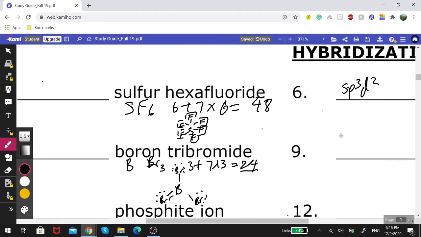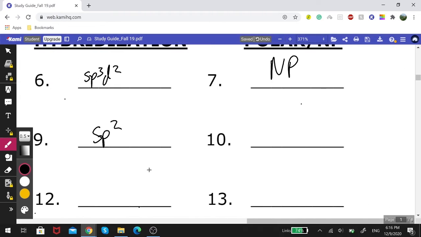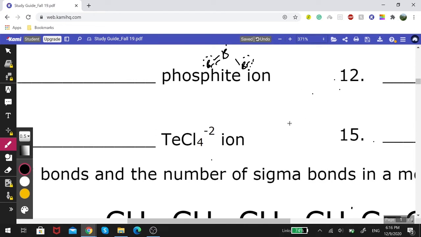And now since it has three things around it, it's going to be sp2. And all the Br are the same and there's no dipoles, so this will be nonpolar as well. Next one, phosphide anion. Phosphide is PO3 3-.